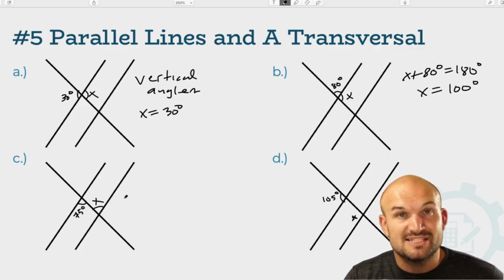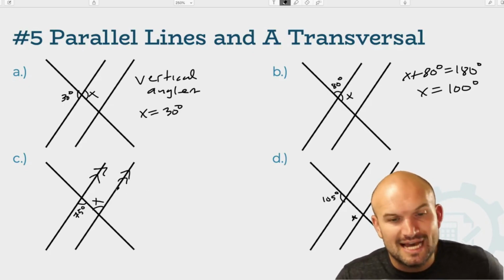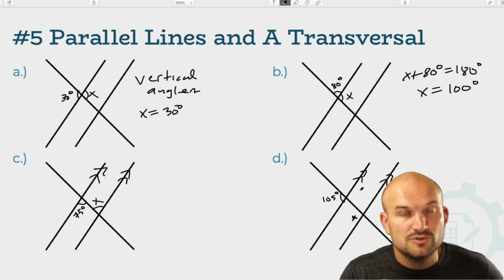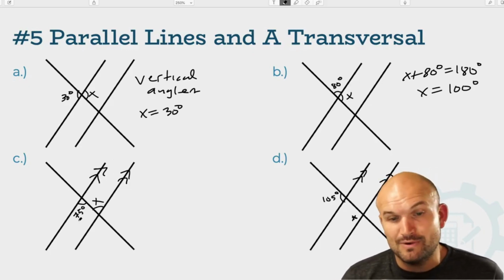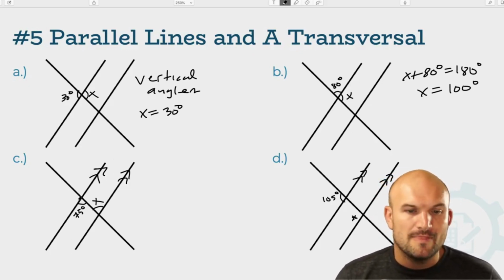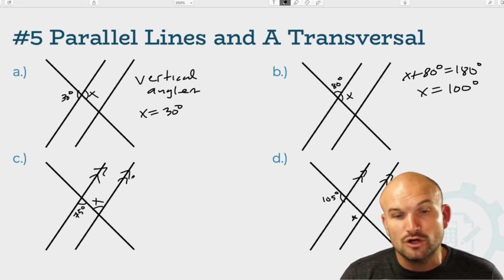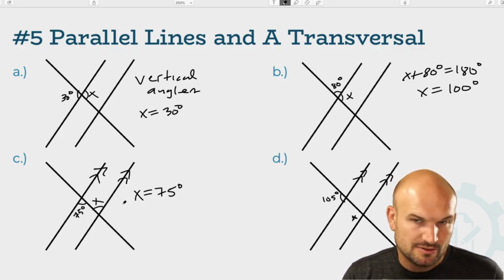The other two that come up are alternate interior angles and alternate exterior angles. And we should note that you have to have parallel lines to use either of those theorems. The alternate interior angle theorem says that when you have parallel lines and a transversal, these two angles, which are both interior to the parallel lines but alternate on sides of the transversal, are going to be congruent. So x is going to equal 75 degrees. That is also the same thing for alternate exterior angles. So that works as well.